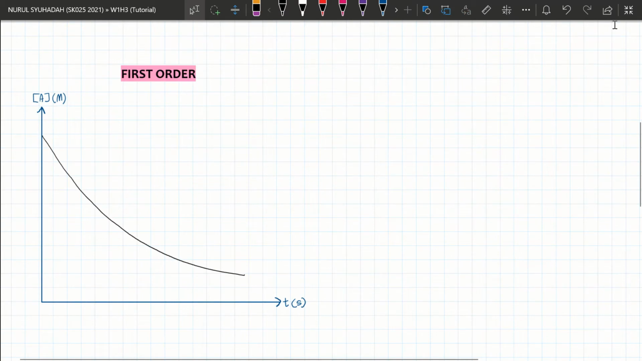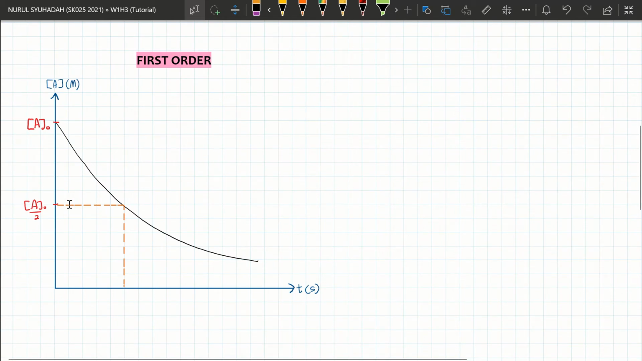So now let's talk about the first order reaction. For the first order reaction, when you plot the graph of concentration against time, you will get a curved graph like this. Okay, so how do we analyze that? From this graph, we will get a first order reaction. So the same thing that we did for the zero order reaction. We look at the initial concentration to find the first half-life.